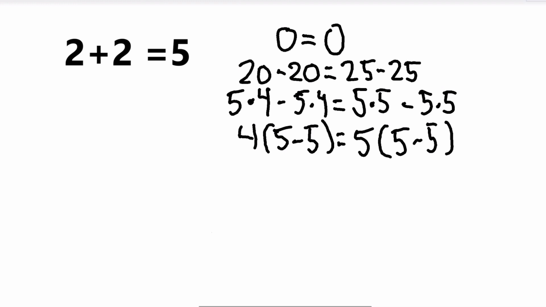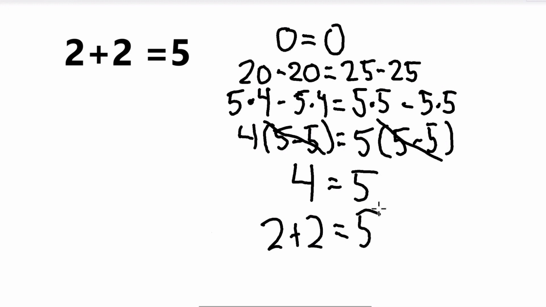Okay, so now next thing I'm going to do is, these two are multiplied, so I'm going to cross these out since they're multiplied. Essentially I'm dividing both sides to get 4 is equal to 5. And as you know, 2 plus 2 is 4, which is equal to 5. Okay, makes sense? Yes, correct?